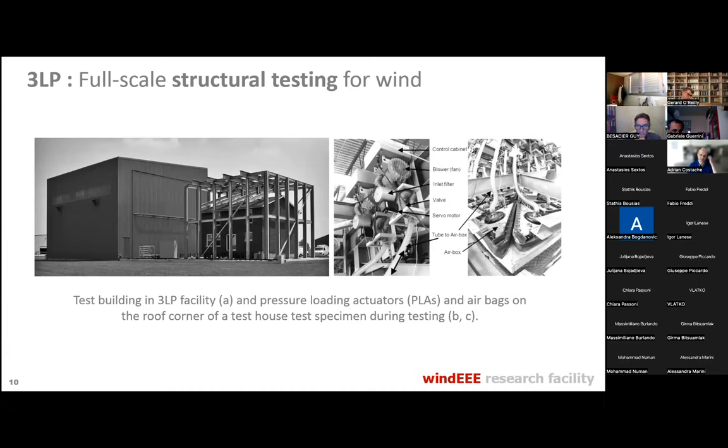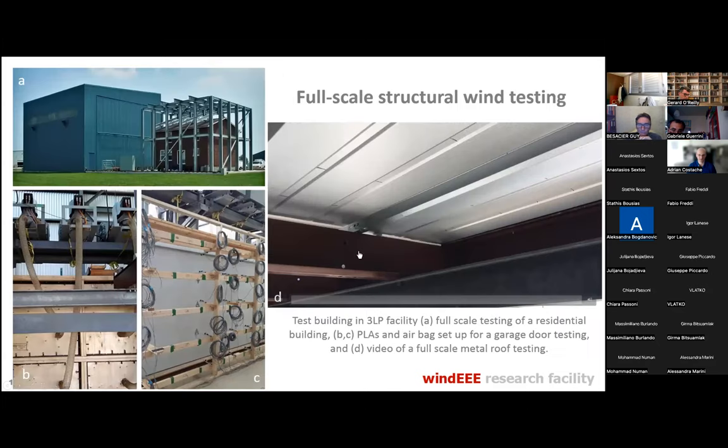For full scale building testing, like an entire house or components of it, we provide access to the 3LB lab facility. The essence of it is the pressure loading actuators, which are able to dynamically control pressures inside boxes, we call them pressure boxes, which are applied either on the building in the case of a full-scale building, or on various components. An example here would be a couple of pressure boxes on the other side of a garage door, and the pressure inside is controlled by the pressure actuators.